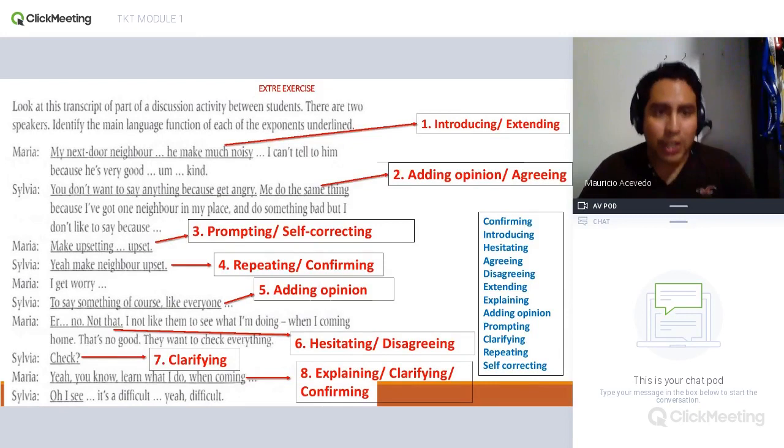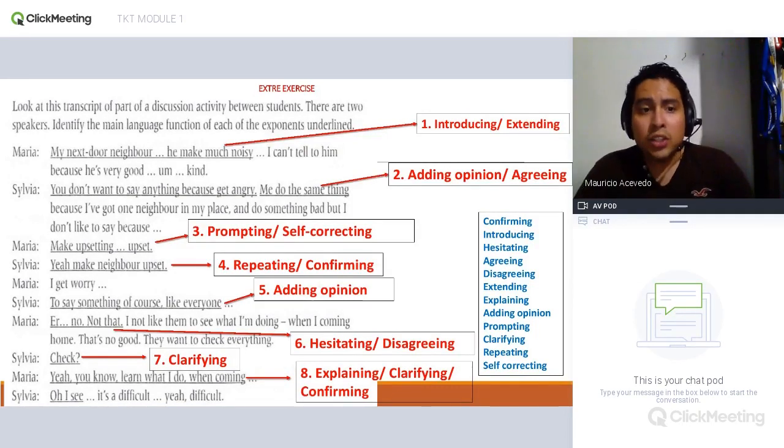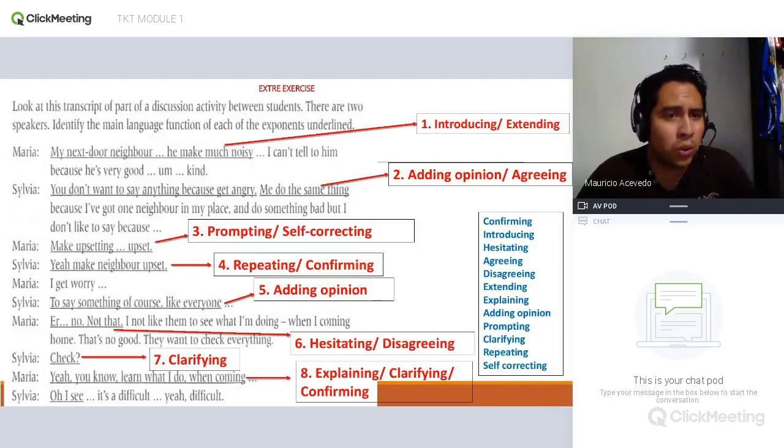This is adding opinion, like everyone. You're giving extra information that maybe is not required or you were not asked to say, right? Number six, "no, know that." Okay, so in this case, the person is hesitating and disagreeing.